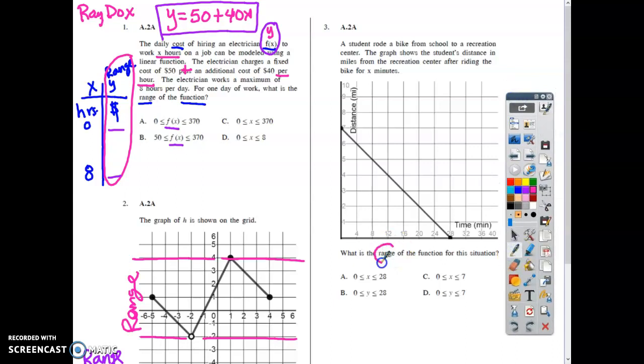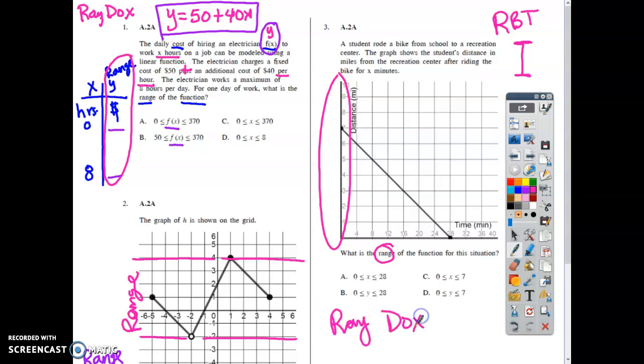Problem number 3, same thing. It's asking for the range. RBT. Range is from the bottom to the top. So you're looking from the lowest point to the highest point on this line. Okay? So figure it out. Also know that range is your y. Radox. Range is the y, domain is the x. Don't choose answers that have another letter on it. Okay? So when you're ready to answer that question, you can press pause and you can move on to the next one.